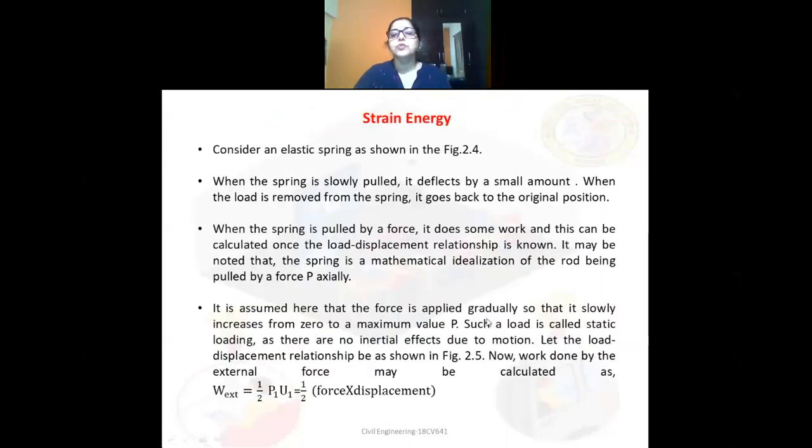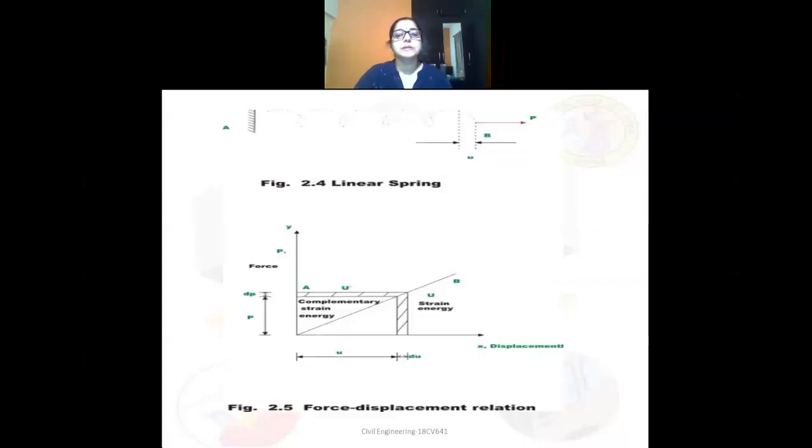It is assumed that the force is applied gradually so that it slowly increases from 0 to the maximum value P. Such a load is called static loading, as there are no inertial effects due to motion. Let the load displacement relationship be as shown in figure 2.5. The external work done is half into force into displacement, which you have already studied in your previous semesters.